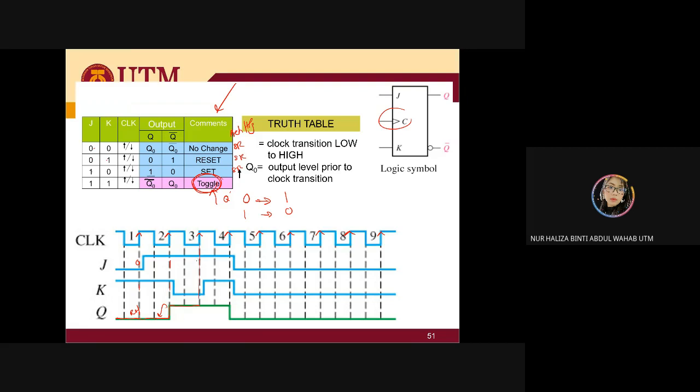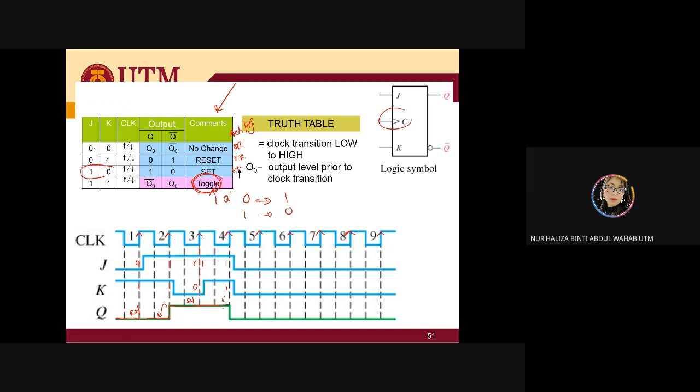And I check the value of the input. J is 1, my K is 0. 1 0, so for 1 0, you can see here, this will be a set. So it's going to continue as 1 until I meet another positive clock. Now the value will be 1 1. 1 1 again, it is toggle.